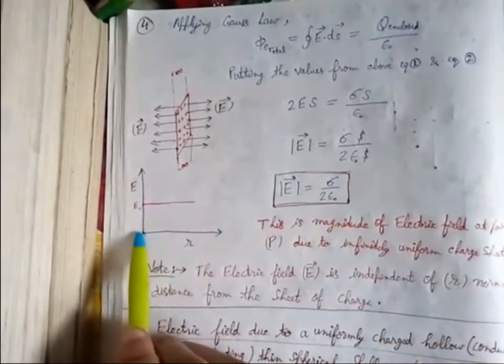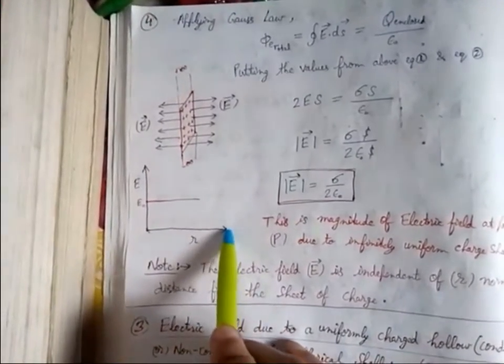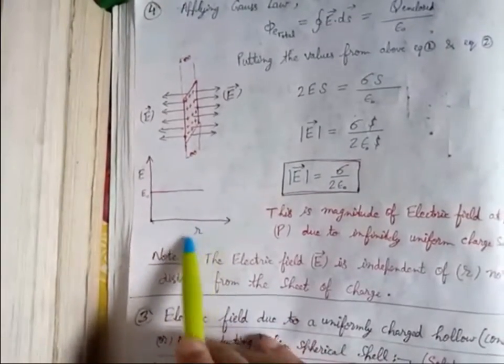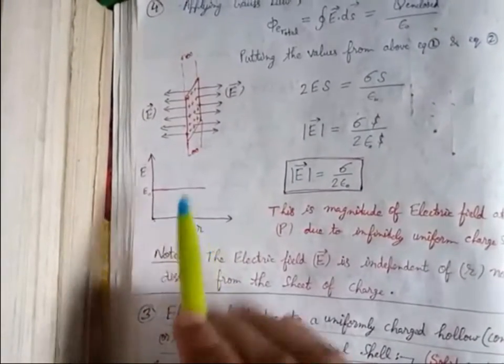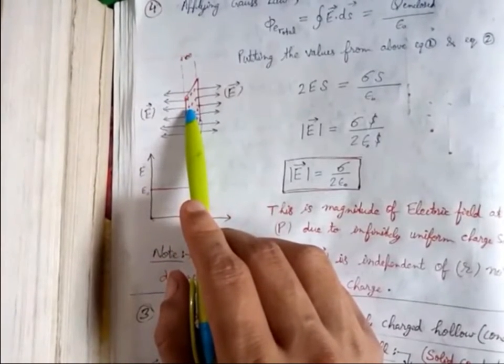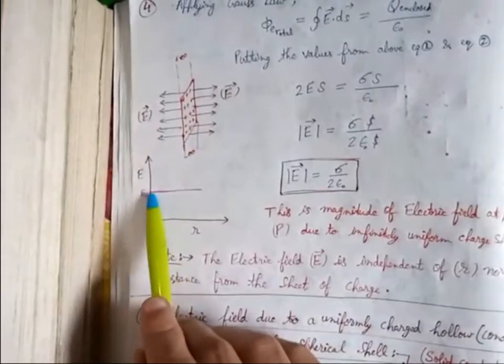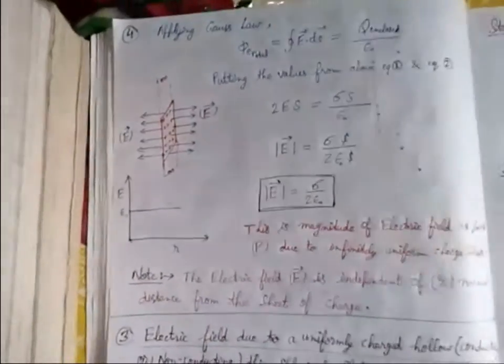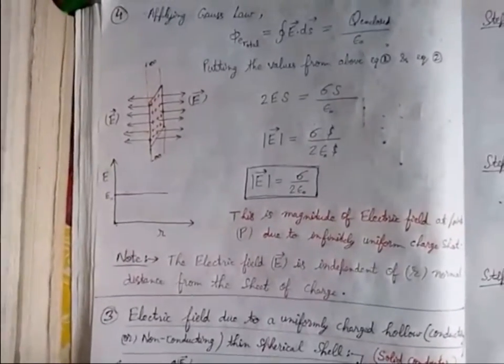This is the graph of electric field versus r. It means electric field is not changing with respect to the distance of a point from the sheet. It will remain E naught, that is a constant quantity. So this is shown by this second application.